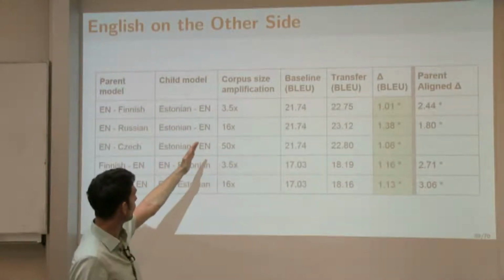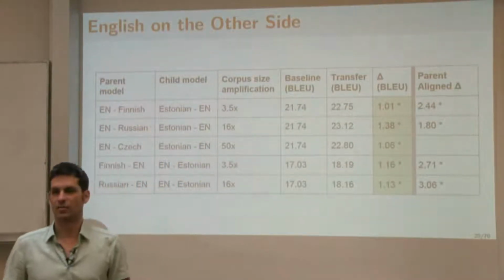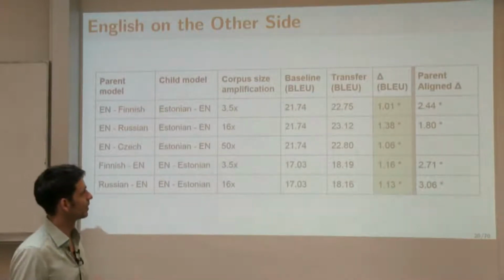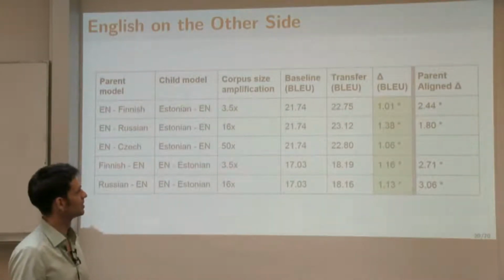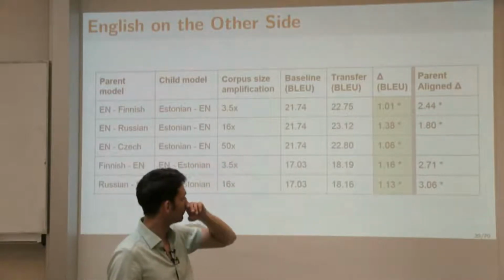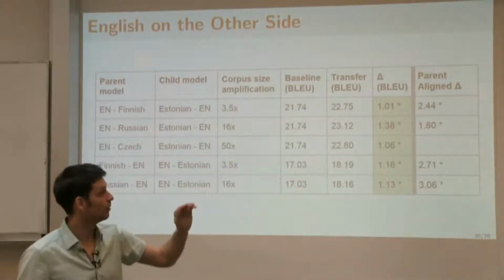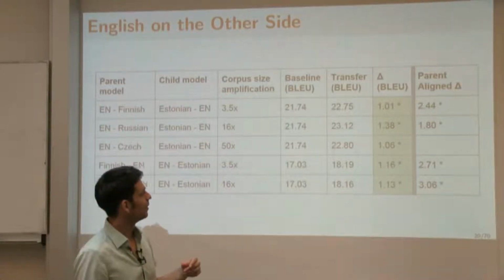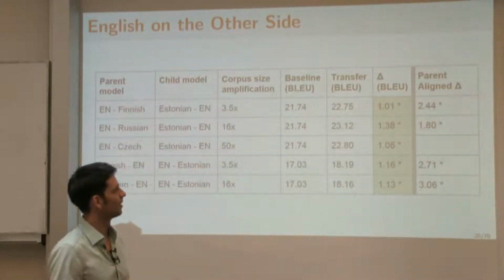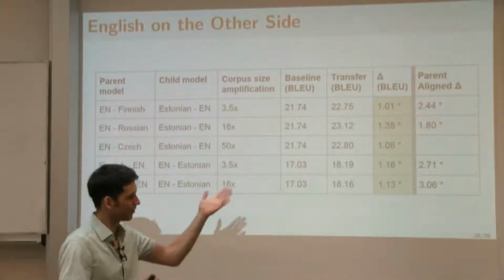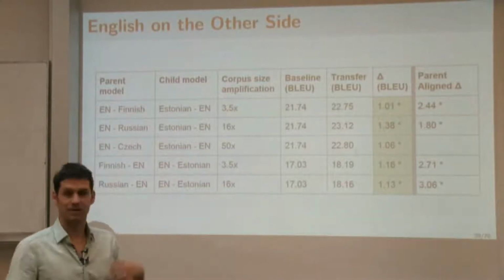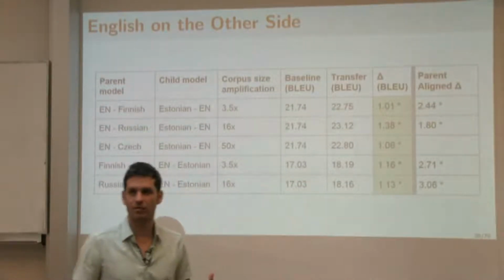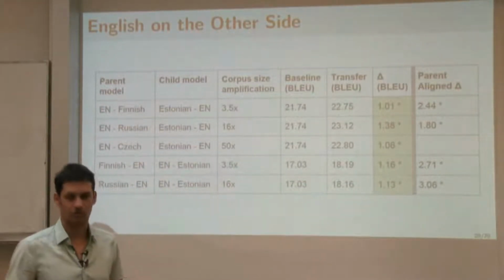Note that it's always the case when the parent was bigger, so we didn't attempt the smaller parent anymore because we knew that it doesn't help. And there is some improvement. The improvements were bigger when the parent had the English on the correct side, but we still get an improvement over the baseline even when the parent model has English on the wrong side.